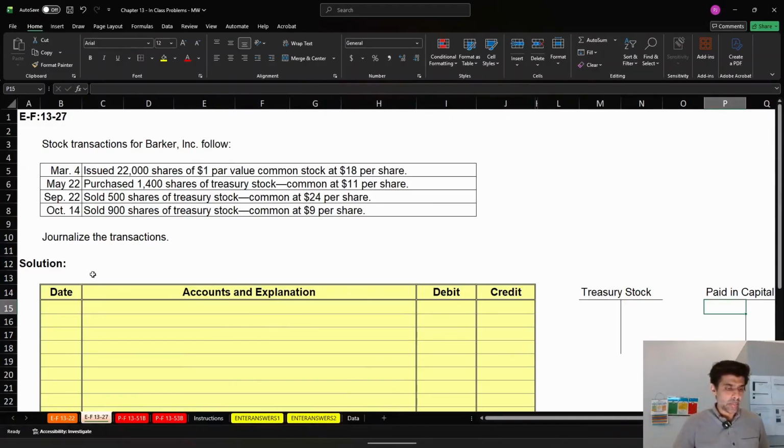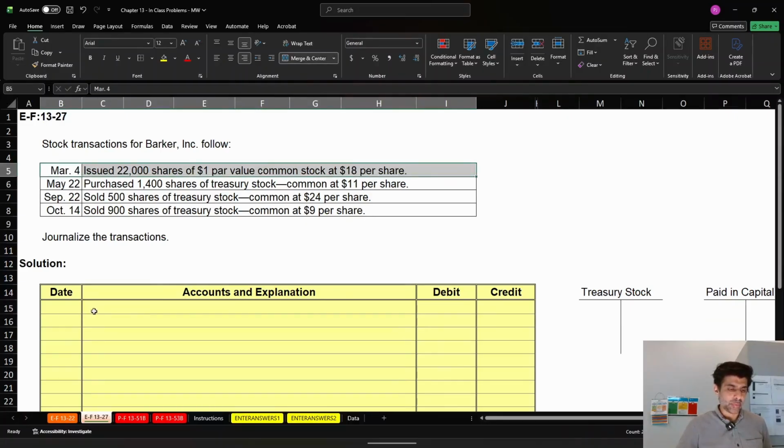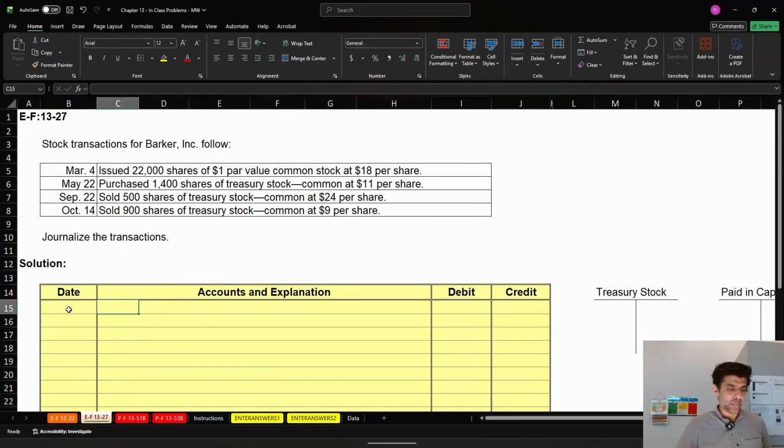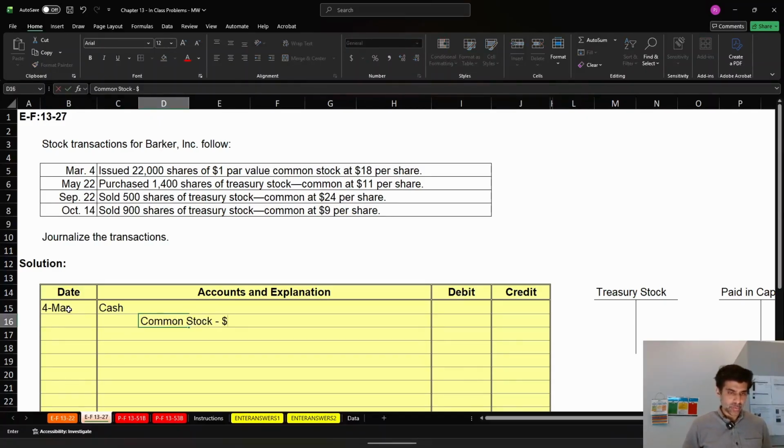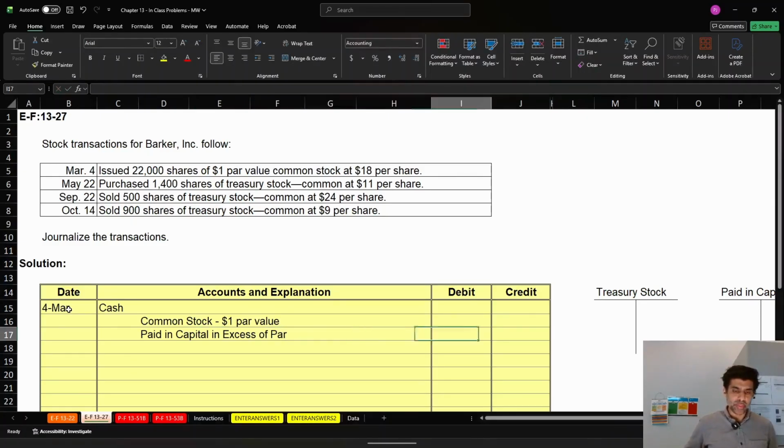Okay, so March 4th, this is a review of what we did in the last problem. It's just issuing this stock, but now we have that issue with the par value. So on March 4th, we're trading cash for stock in the company, and we're going to have common stock, $1 par value. We're also going to have paid in capital in excess of par. So hopefully you remember this added little detail.